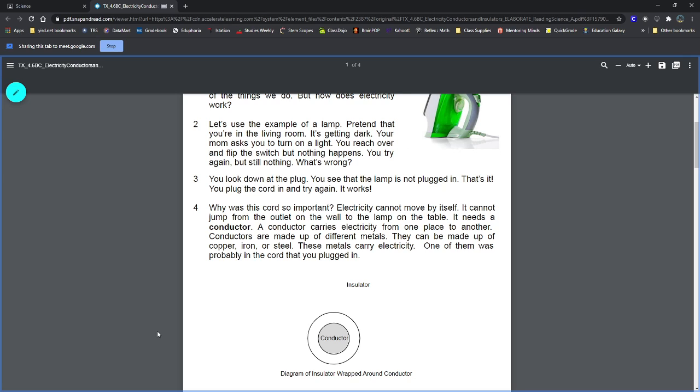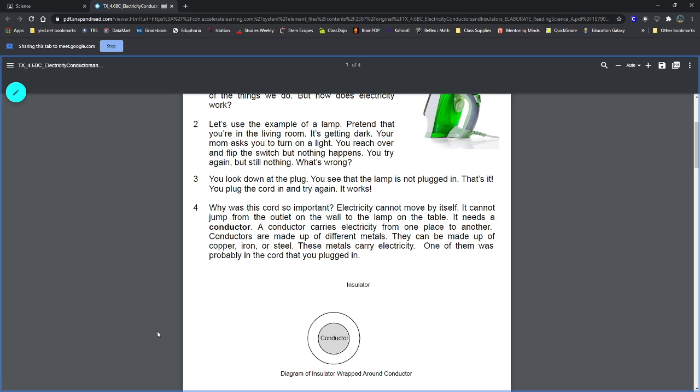Why was the cord so important? Electricity cannot move by itself. It cannot jump from the outlet on the wall to the lamp on the table. It needs a conductor. A conductor carries electricity from one place to another.